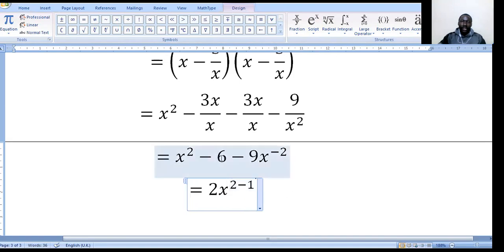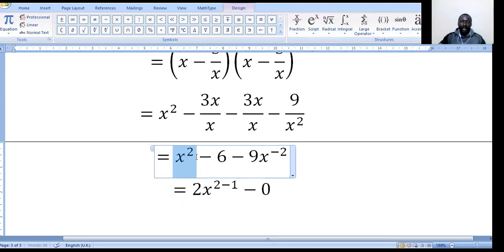Then when we differentiate 6, we get 0. Okay, we differentiate one term at a time. The derivative of x squared is what we have got here. Then the derivative of 6 is 0.